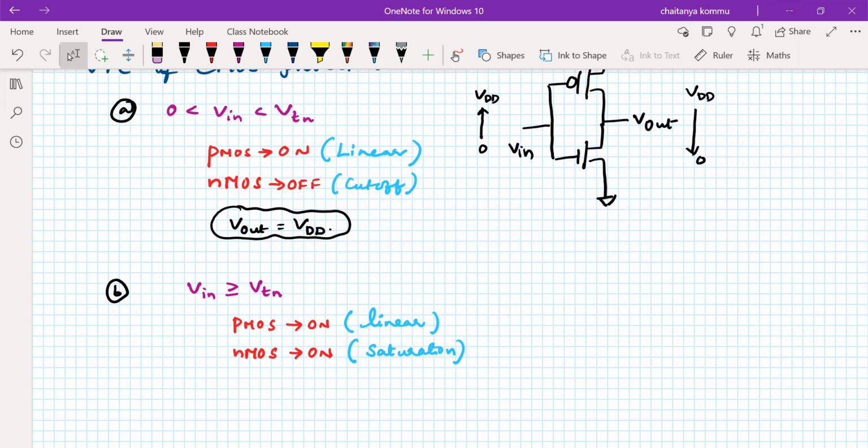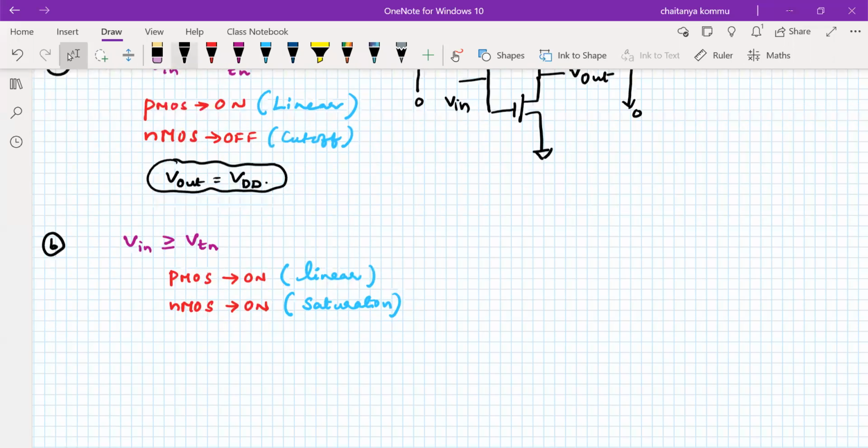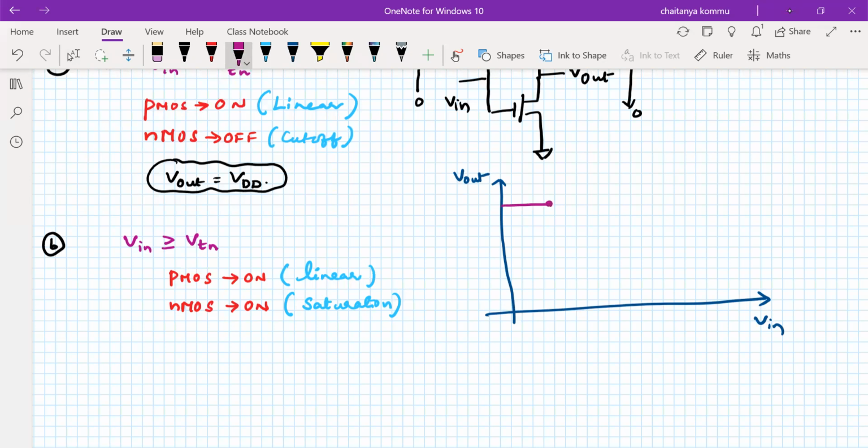This discussion we have already done in the previous class, and we derived the characteristics, which is something like this. We have considered VIN here and Vout here. Up to the threshold voltage of an NMOS transistor, when VIN is equal to 0 to VTN, this is what holds good. This is the VDD value that we got.